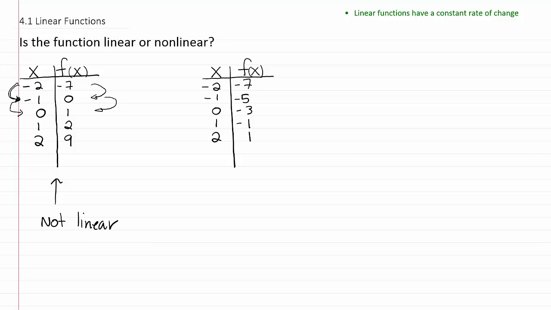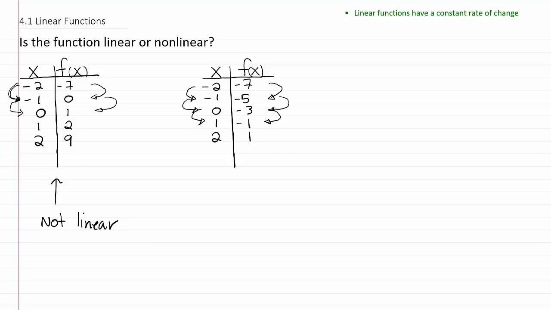All right, now for the second one, it's a little different. When you go from -2 to -1 on the x-axis, you go from -7 on the y to -5. That's a change of 2, right? We've increased by 2. When you go from -1 to 0, which is the same distance on the x-axis, just one step, we again have a change of 2. From -5 to -3, we've increased by 2. And when you go from 0 to 1, again we have a unit change in x, and that produces a step that's again 2 higher on the y-axis.